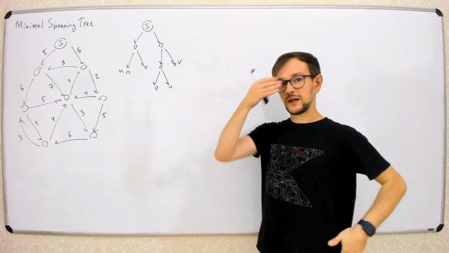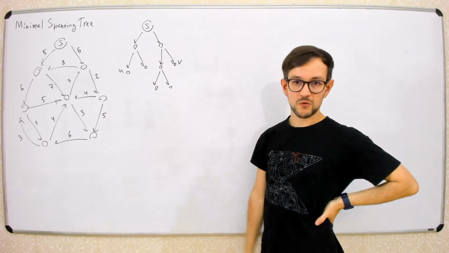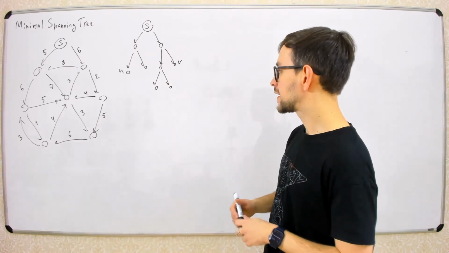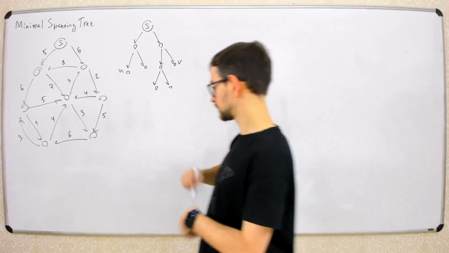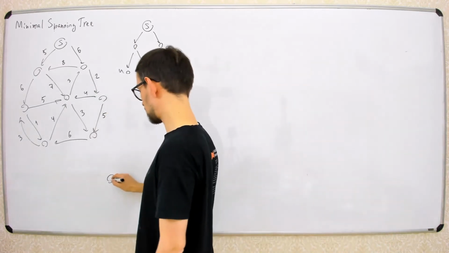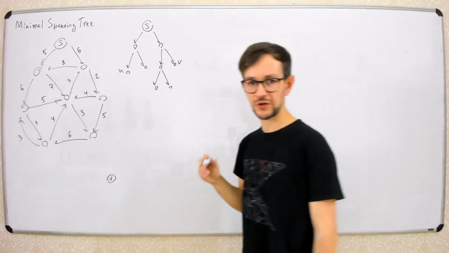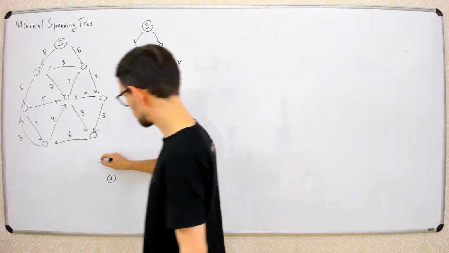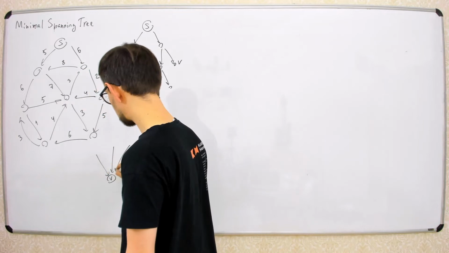First, let's try to do something with all these weights. We can do the following operation. We can take some node which is not the root. Let's take some node V. Let's look at all ingoing edges of this node, so all these edges.